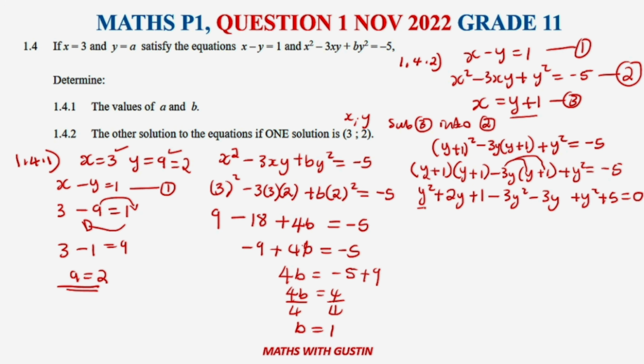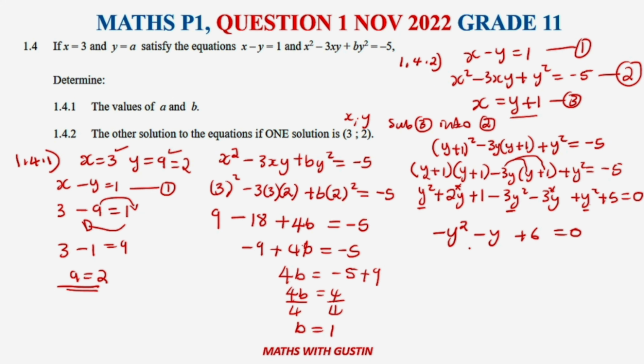Okay, there you go. So now what do we have here? We have got y squared here, we've got another minus 3y squared here, and we've got another y squared here. So this y squared and this y squared is going to be 2y squared. 2y squared minus 3y squared is going to give us negative y squared. Then I've got positive 2y there minus 3y there, which is going to give us minus y, and then we've got 1 there and a 5, which is going to give us plus 6 equals 0.